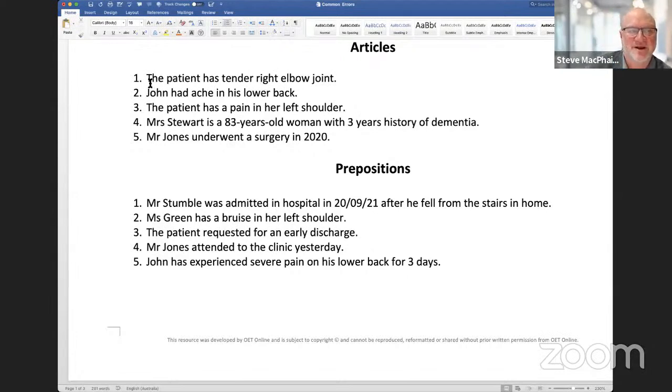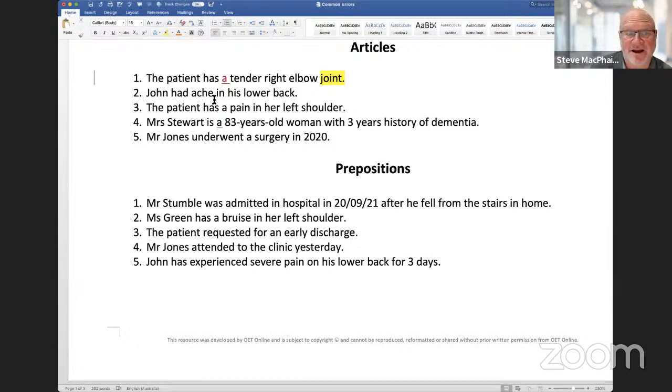So, number one, the patient has tender right elbow joint. Perhaps you can see that error there, everyone. The patient has tender right elbow joint. Now, the issue is this word joint. Joint is a countable noun. We have many joints. So to fix that, we need to say the patient has a tender right elbow joint. Pretty simple, isn't it? But you won't see that in the case notes.